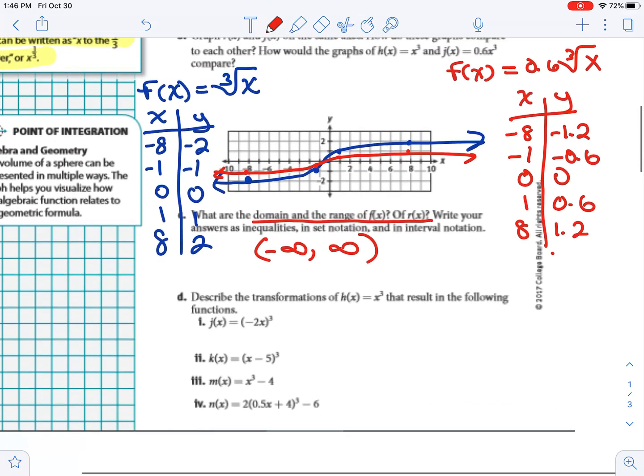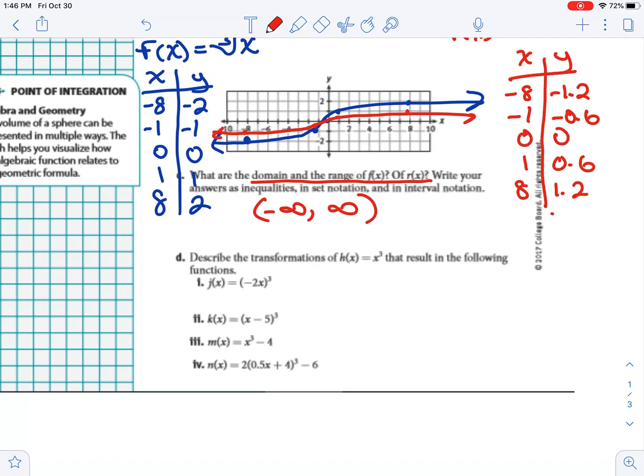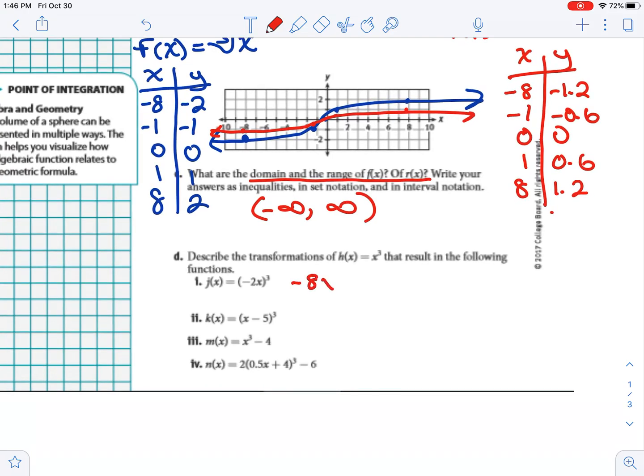The vertical stretch, though, if you think about that -2 as being raised to the 3rd power, that's really like having -8x to the 3rd power. So we're going to have a reflection with the negative, but we're also going to have a vertical stretch factor 8.